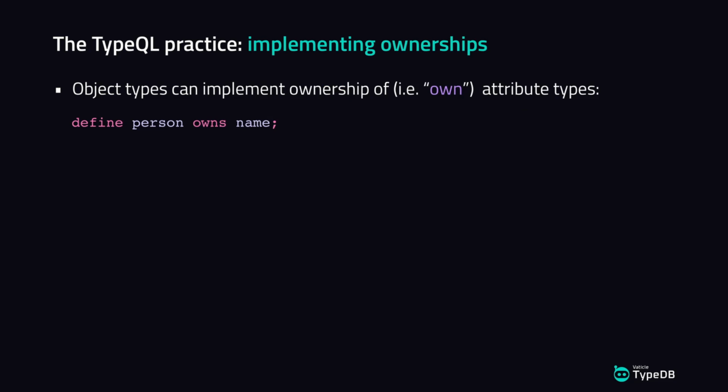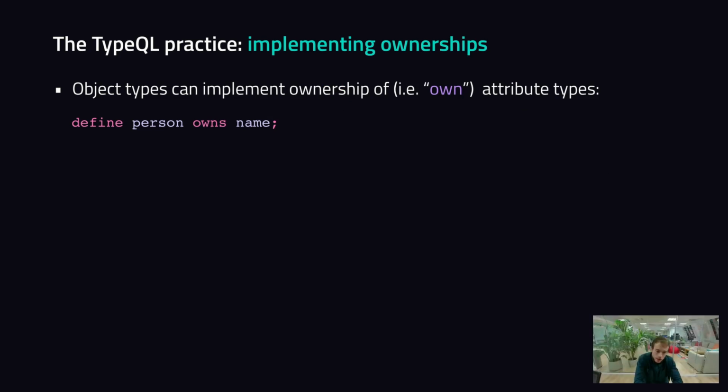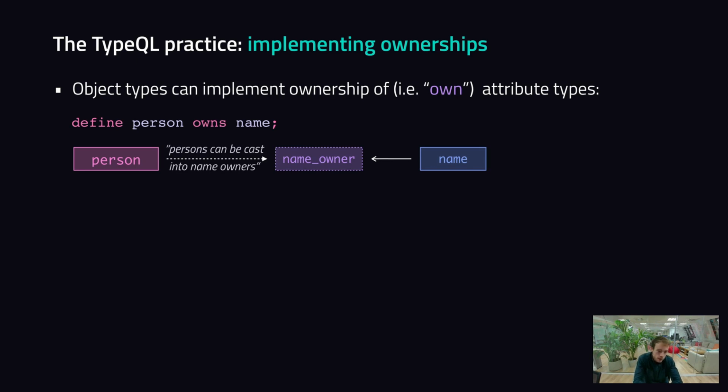Implementing ownerships is the analog of implementing roles for attributes. So let's also briefly look at that. Again, it's object types that can implement ownerships, and this is declared using the own keyword. We also say that a type owns an attribute. So we would write define person owns name. And what that would mean, very similarly to the previous slide, is that we add an additional arrow to our previous definitions, an arrow from persons casting into name owners, meaning that persons can now be cast into name owners, and that means in particular names can be instantiated with persons, with a reference to persons.